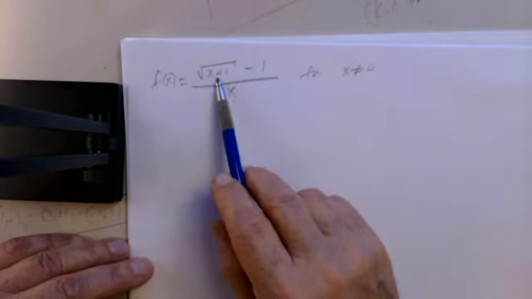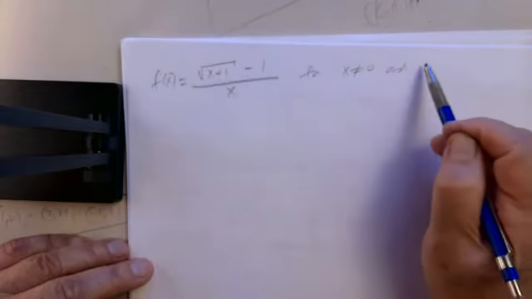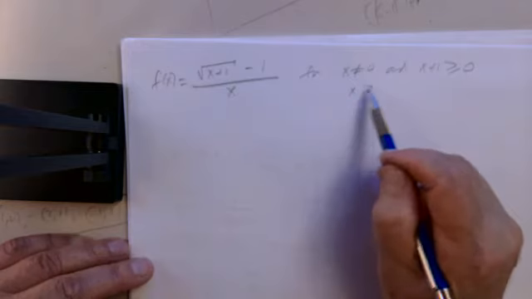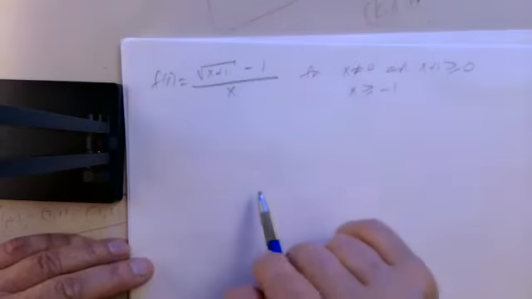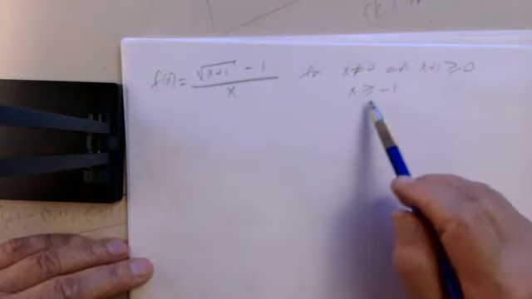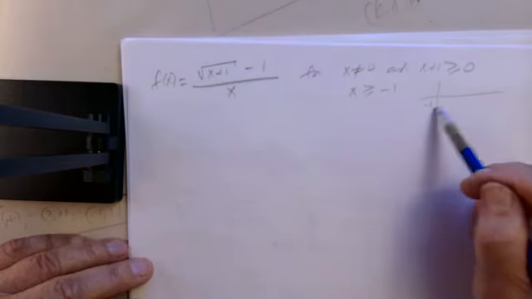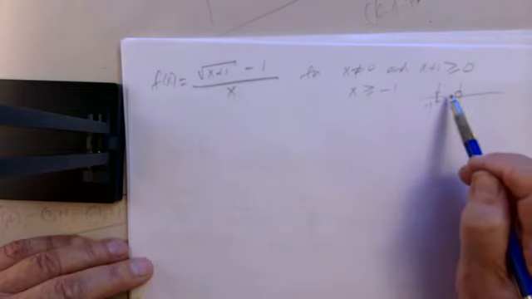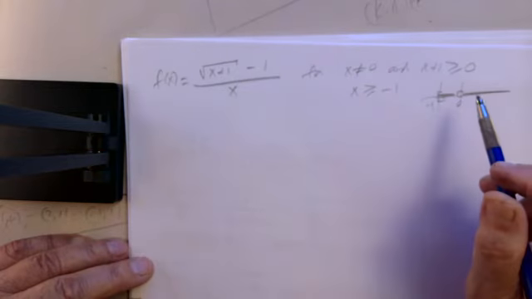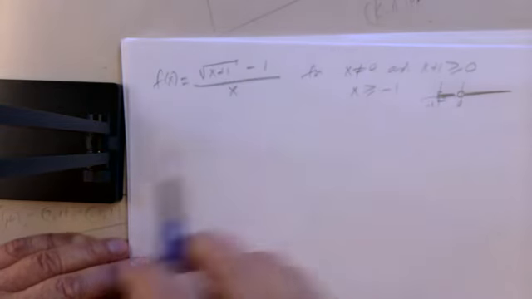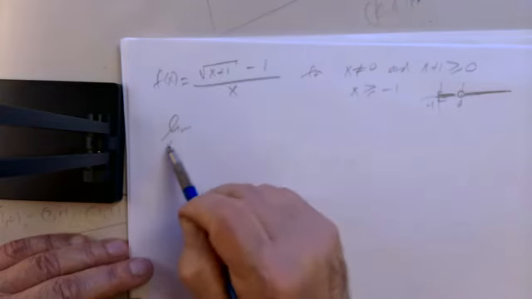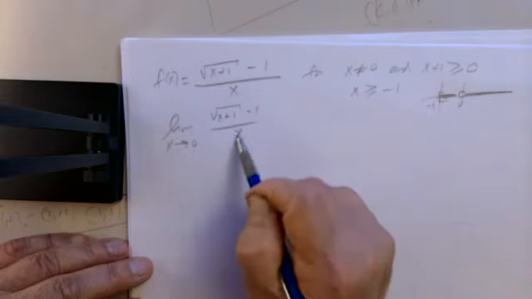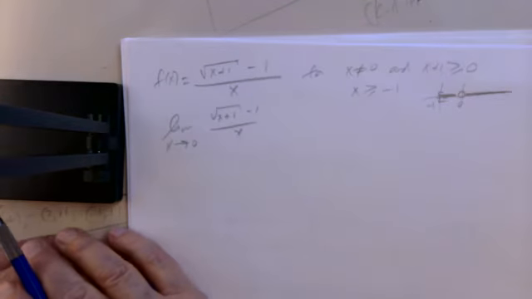But also what's under a square root can't be negative. So x plus 1 has to be greater than or equal to 0. So x is greater than or equal to minus 1. So this function is defined for all x greater than or equal to minus 1 except 0. But we might be curious whether, as x approaches 0, this function has a limit.